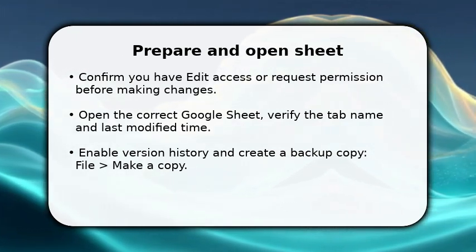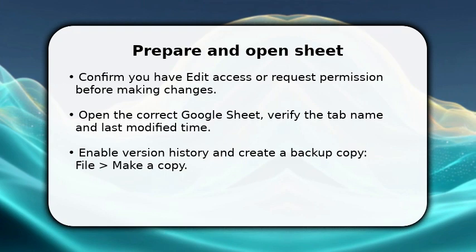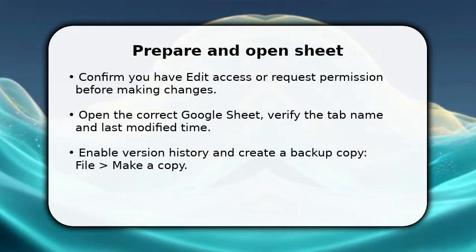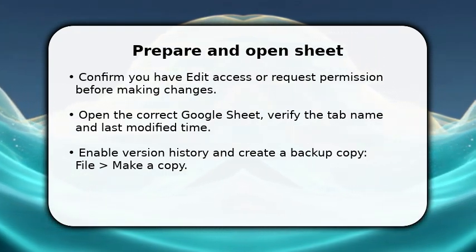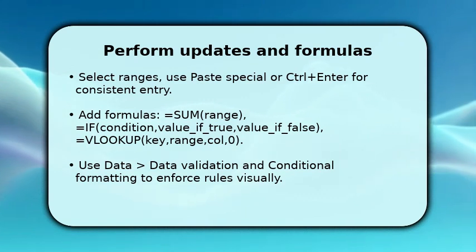Now position yourself on the Sheet tab and locate the cell range you'll update. From here, you'll perform the first edits and set up validation rules to avoid errors. You now perform the core updates. Select ranges and paste values, or use paste special to keep formats consistent.